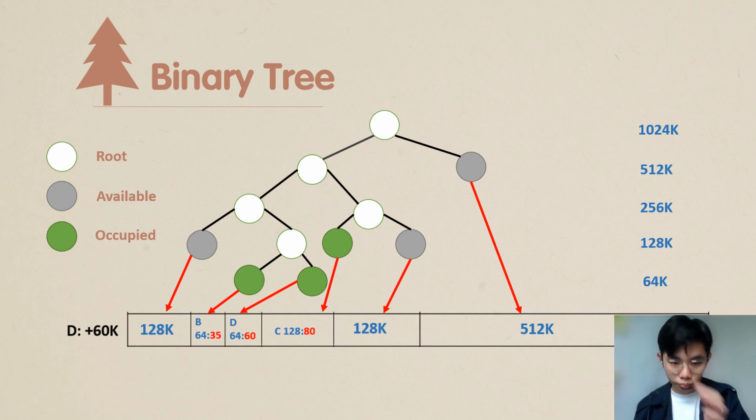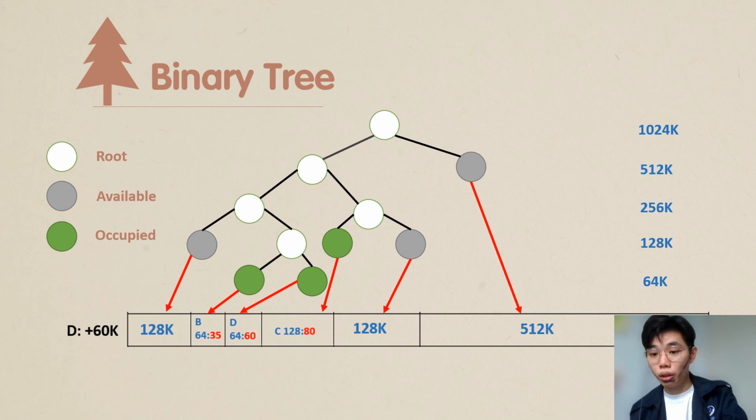Okay, so from here you can see the root is the white color. The root is the mother, which is 1024. It's divided into two portions, 512 and 512. The right side 512 is available, which you can see as the arrow points straight down and is gray, which means that this 512k is available.